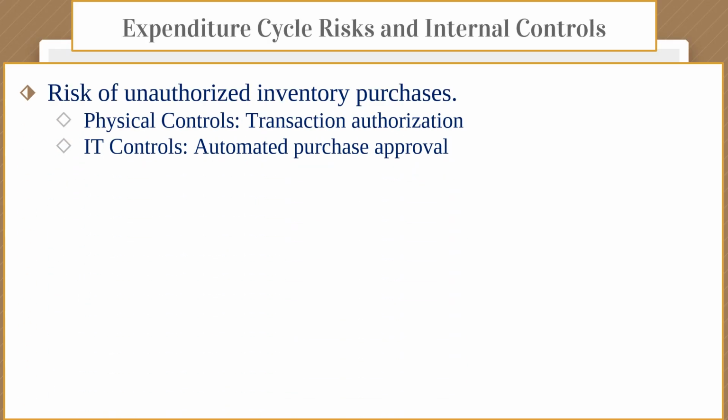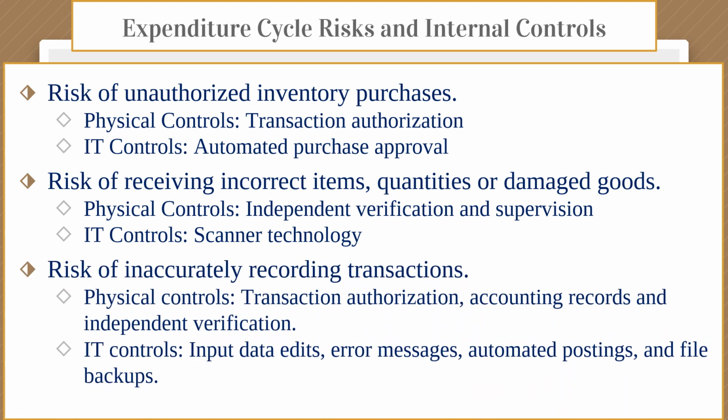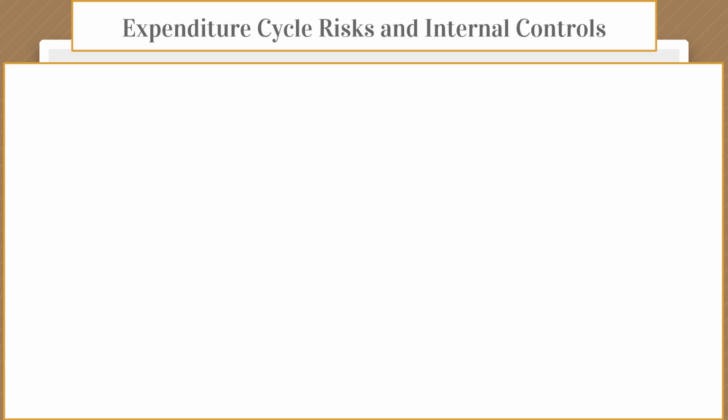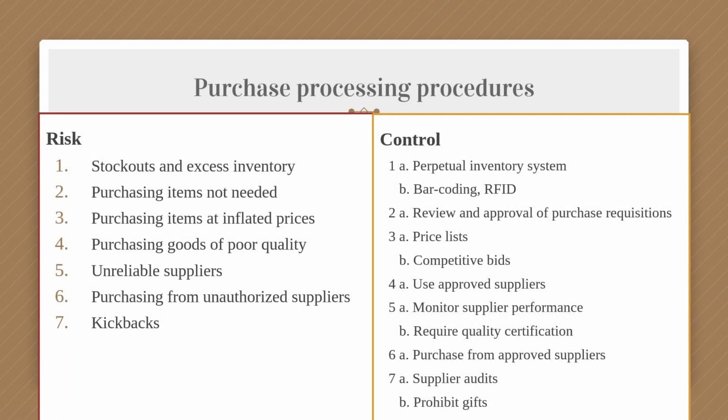So this slide explains in detail the same concept as the table just now. We mentioned the risk and the physical controls and IT controls for each one of them. This slide is also explaining the same idea. Here we have more details on the risk and what the IT or physical control is against that risk. So let's take one of the examples, unreliable suppliers, number 5.